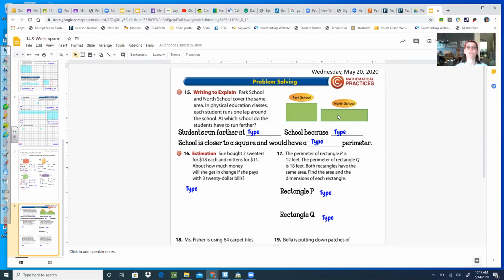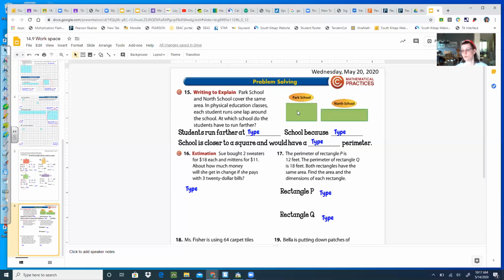And we have students in PE that are running a lap around the school. At which school does the student have farther to run? So on this one, I pre-typed some stuff and you're filling in the blanks. Students run further at blank school because blank school is closer to a square and would have a blank perimeter.